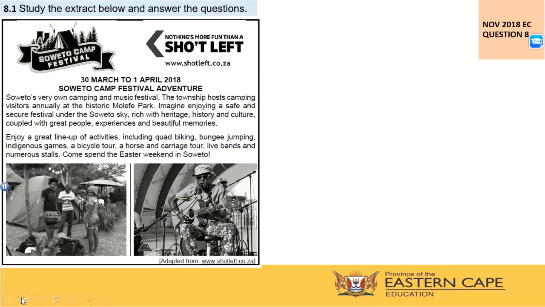Furthermore, the next question is from the November 2018 Eastern Cape question paper. Study the extract below and answer the questions. You will see that the extract is about a Soweto Camp Festival from the 30th of March to the 1st of April in 2018. The heading there, Soweto Camp Festival Adventure. Let's read the extract together and then we'll take a look at the questions that are asked.